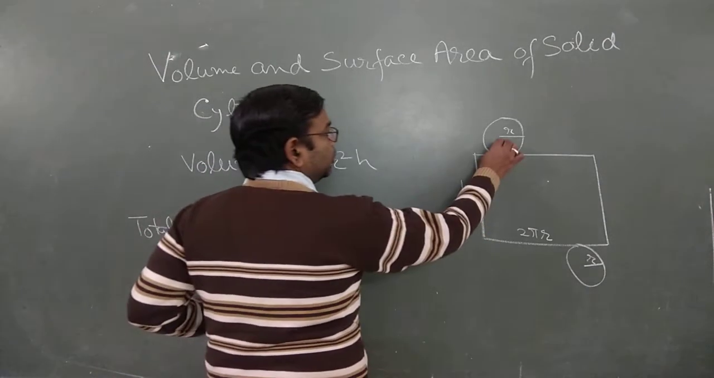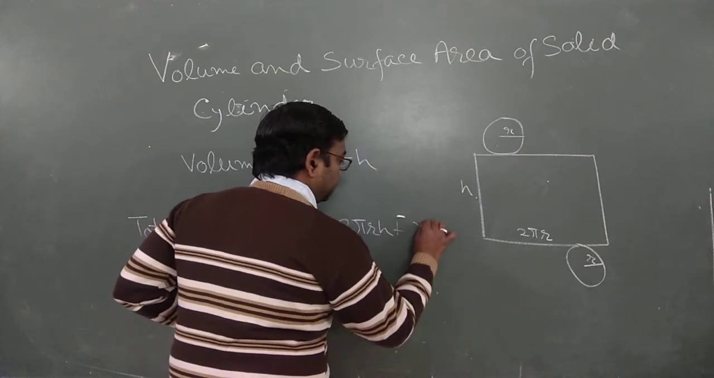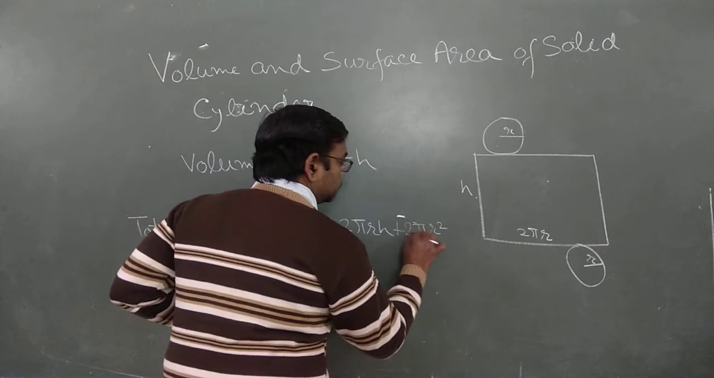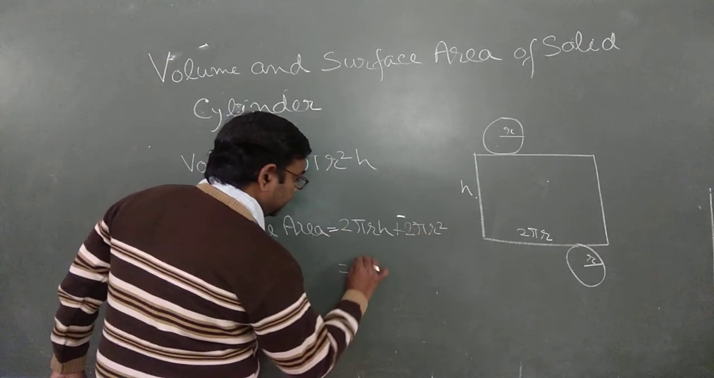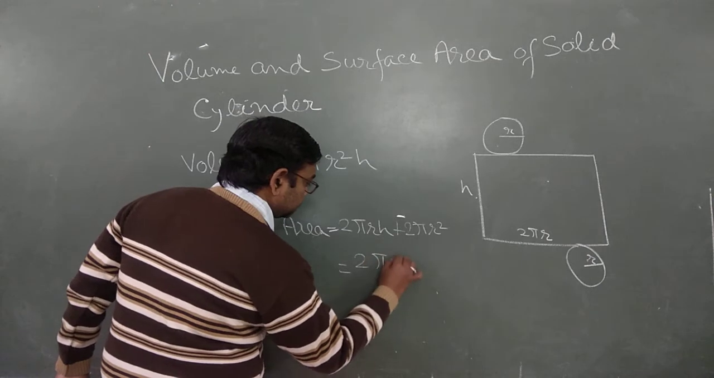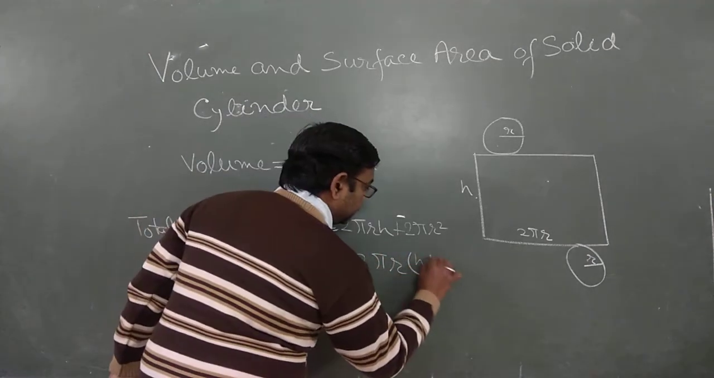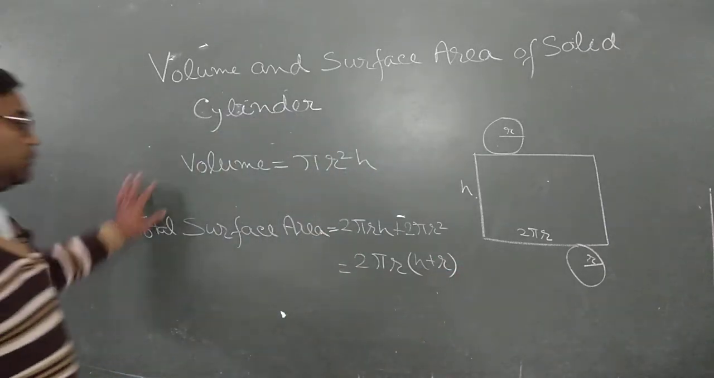Then what is the area of the top circle and bottom circle? They are the same, pi r square, but as there are two circles, so 2 pi r square. If we take 2 pi r common, from here we have h plus r. Hope this is clear to you. You must remember these two formulas.